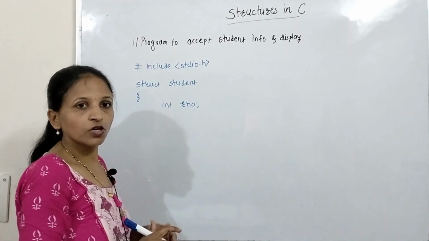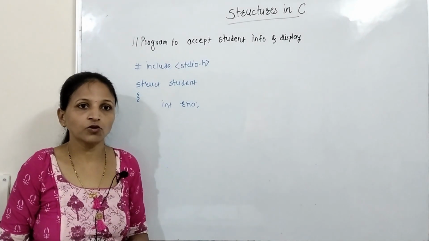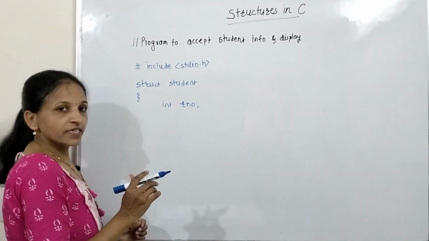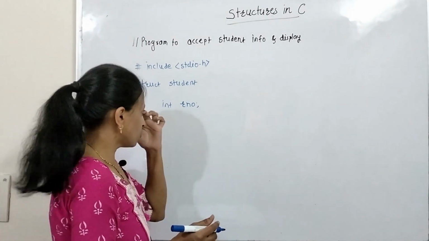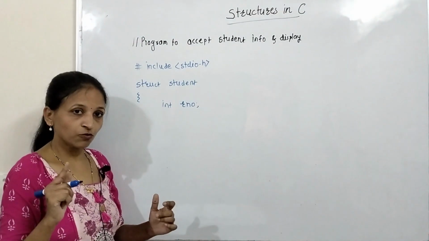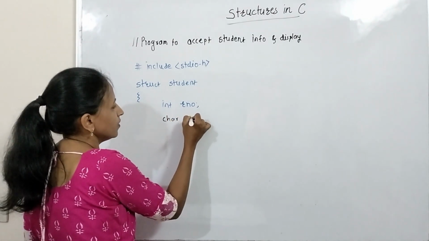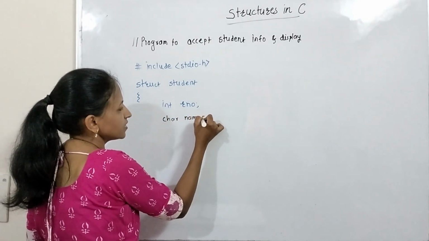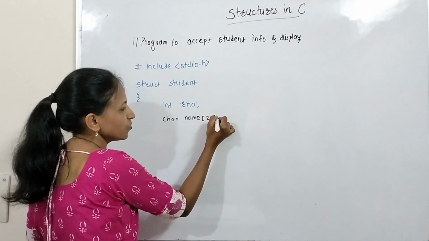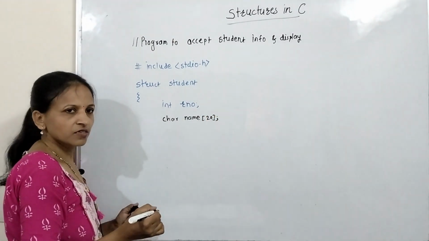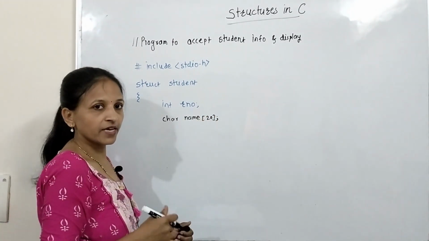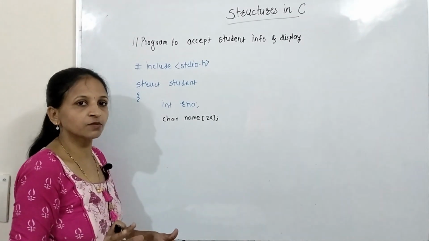You can write here roll number, roll, anything, there is no restriction about that. Now the next one is what? Name. Name we cannot store in a character variable, we have to create a character array, like char name of any size, whatever you want. Suppose I am storing here only the first name, then this is sufficient, it can hold 19 characters maximum.